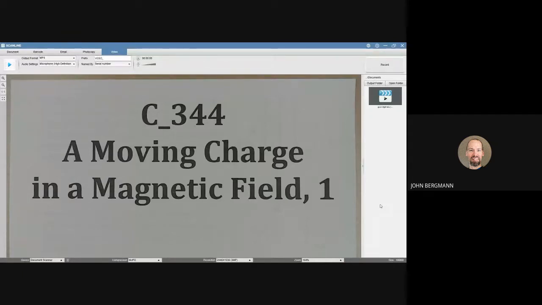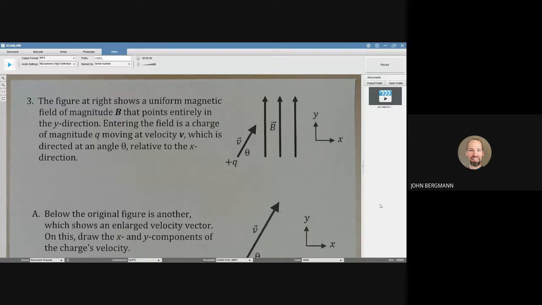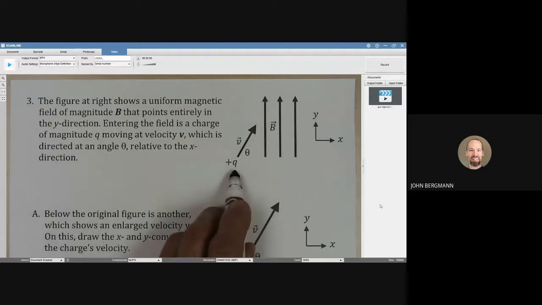A moving charge in a magnetic field, part 1. The figure at right shows a uniform magnetic field of magnitude B that points entirely in the y direction. Entering the field is a charge of magnitude Q moving at a velocity v, which is directed at an angle theta relative to the x direction. We see that this is a positive charge here.